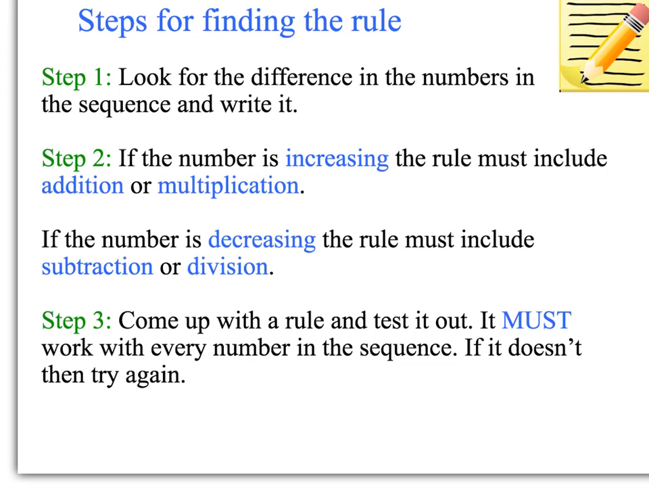Now step 3 is to come up with a rule, and then you need to test your rule out. So the big thing is that the rule must work with every number in the sequence, so you need to make sure that you test it, that it doesn't just work the first couple of times, but it works with every number that you've been given in the sequence. And if it doesn't, then you need to try a different rule.